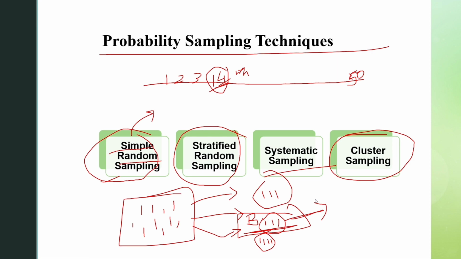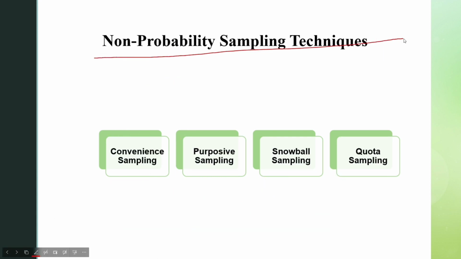Now let's talk about the non-probability sampling techniques. First is convenience sampling. Convenience sampling involves selecting individuals or units that are conveniently available or easily accessible to researchers. It is often used for its convenience and practicality, but it may result in biased samples.